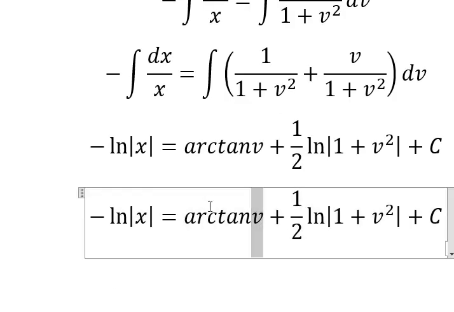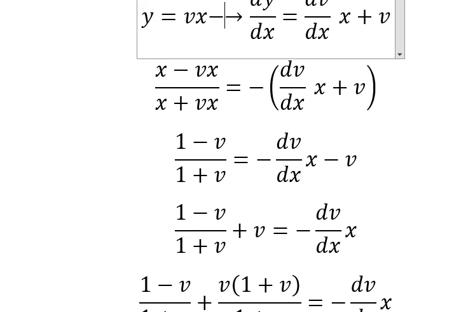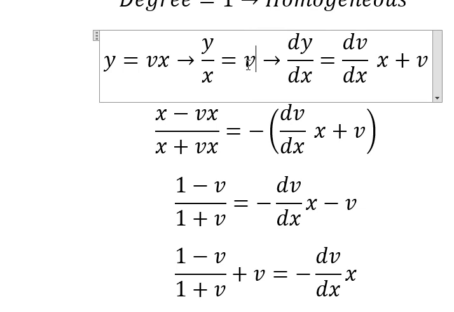About v, that is about this one. So we divide both sides by s. And now we need to change v into this one.